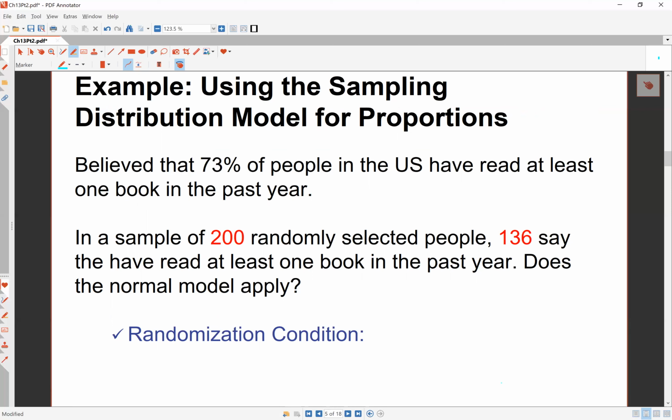And now I go and take a sample of 200 randomly selected people in the US, and in my sample, I find that 136 say they have read at least one book in the past year. Is this a situation where the normal model applies? Let's talk through those 4 conditions. Firstly, does the randomization condition hold? Well, the answer here is yes, because we are told that people were randomly selected.